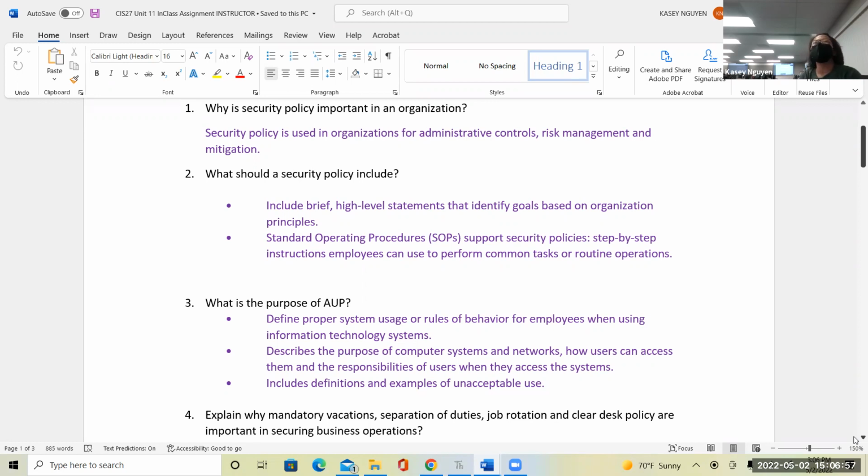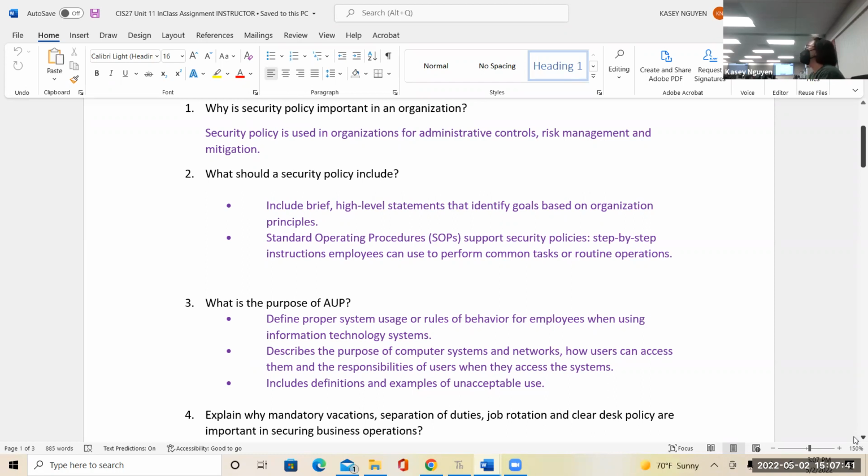It also describes the purpose of the system and the network, sometimes more than one network, and how the user can access the resources and their responsibility in those systems. So for example, I might have employees that use mobile devices, laptops, mobile smartphones, scanners, etc. I want to make sure that I specify exactly what type of systems will be utilized by these users and how they should be acceptably used.